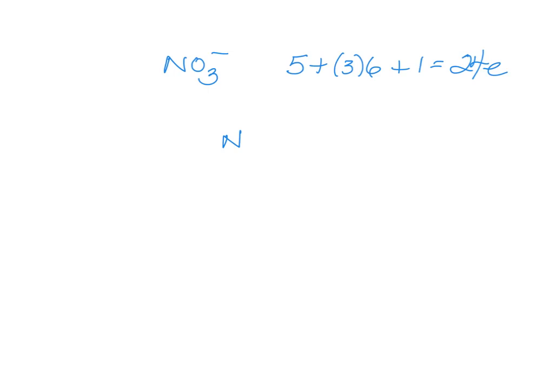The first thing you always do is count valence electrons. Nitrogen has 5. Each oxygen has 6 valence electrons. There are 3 oxygen. And then there's an extra electron. That's what the negative charge means. So I have 24 valence electrons I have to place in my Lewis structure.